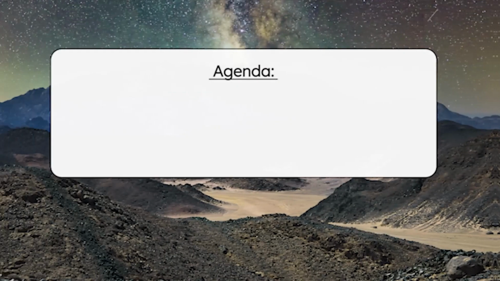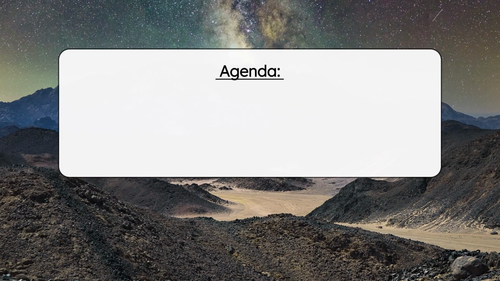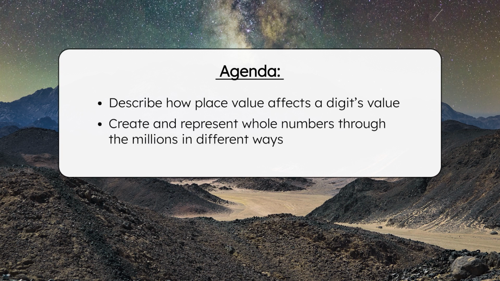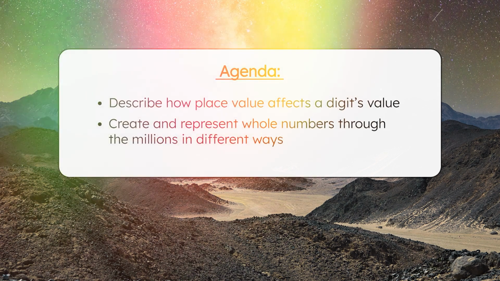Today, we'll be headed for our first destination, the Crystal Caves. We'll use these caves to help us learn more about numbers and how to identify and represent them in different ways. By the end of today's lesson, you'll be able to describe how place value affects a digit's value. You'll also be able to identify, create, and represent whole numbers through the millions in different ways. Have your guided notes ready, and let's brave the Crystal Caves.